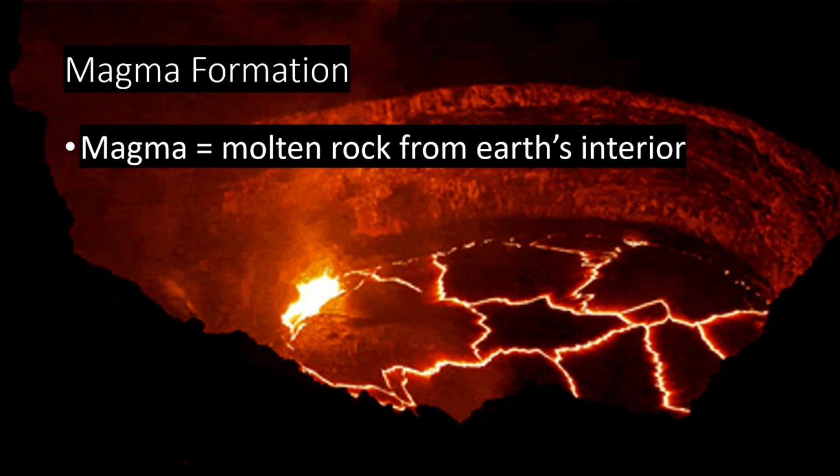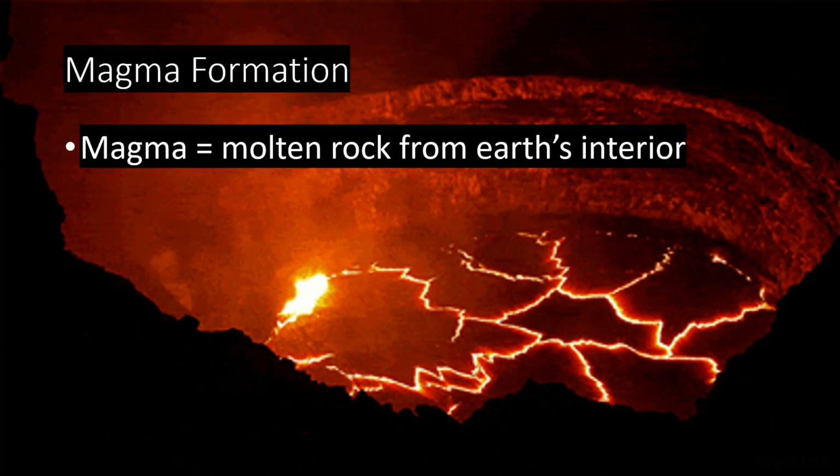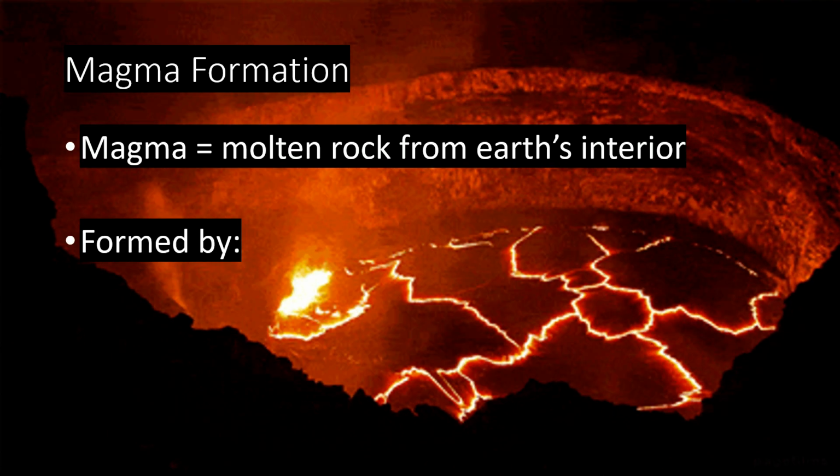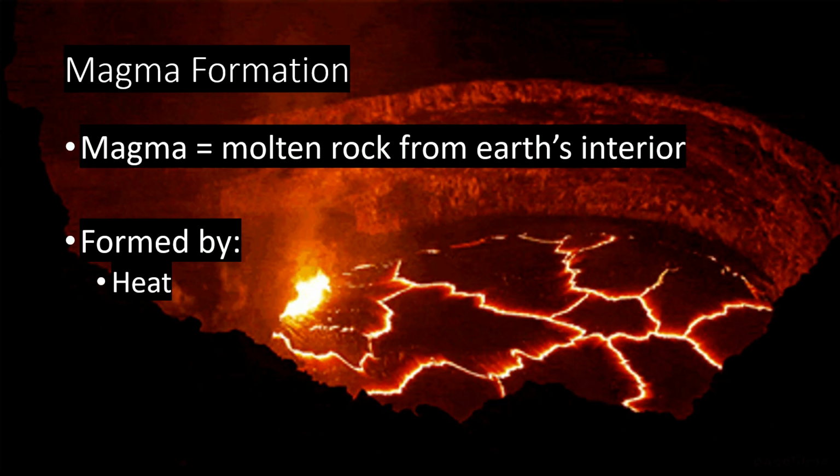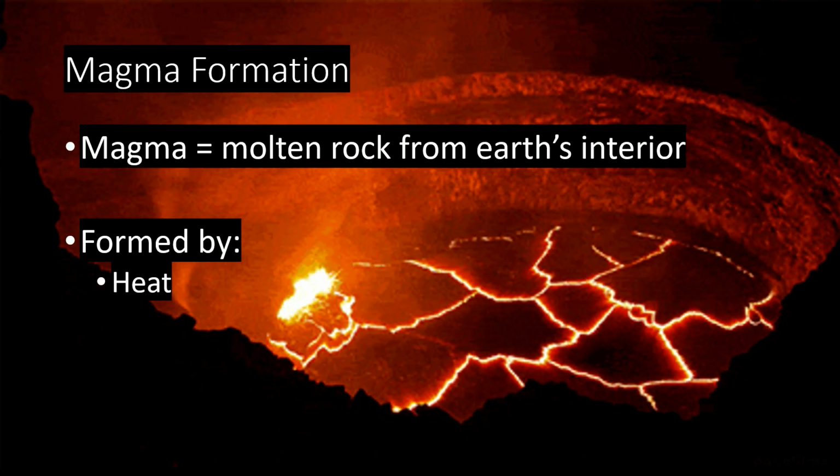Okay, so we've learned before that magma is just molten rock from Earth's interior. There are a few ways that magma can form. First, you've obviously got to have heat. There has to be heat involved to melt the rock.